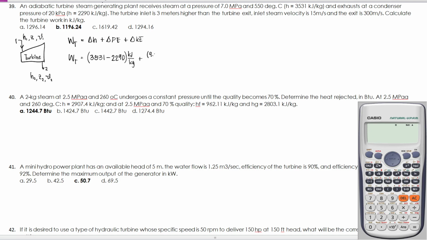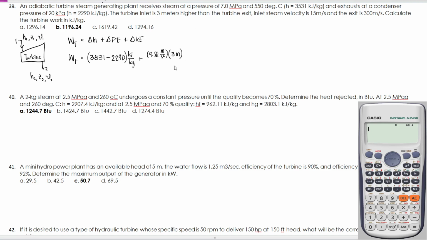That is the gravitational acceleration, 9.81 meter per second square, times the change of elevation. So, dito, sabi sa problem, ang inlet daw is 3 meters higher than the exit. So, kung ang ating reference level is nasa exit, so ang magiging elevation 1 is 3 at ang elevation 2 ay 0. Okay? Kasi nga, ang ating reference ay nasa exit. Since nandoon sa exit ang reference, therefore, wala siyang elevation. So, kaya dito, ang gagawin lang natin ay yung elevation 1 na 3 meters.